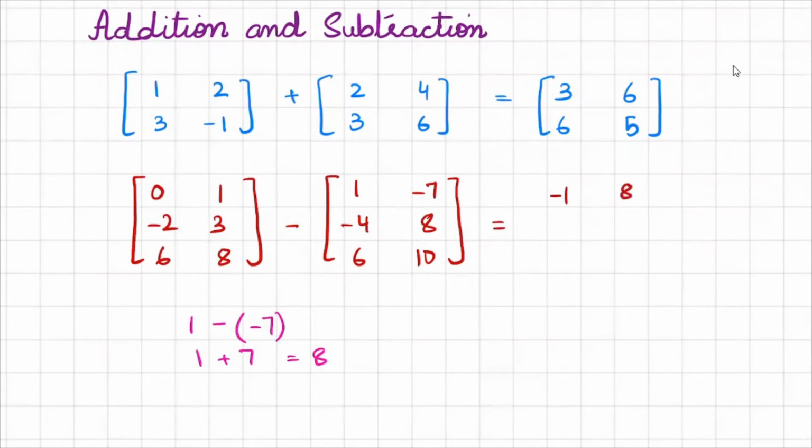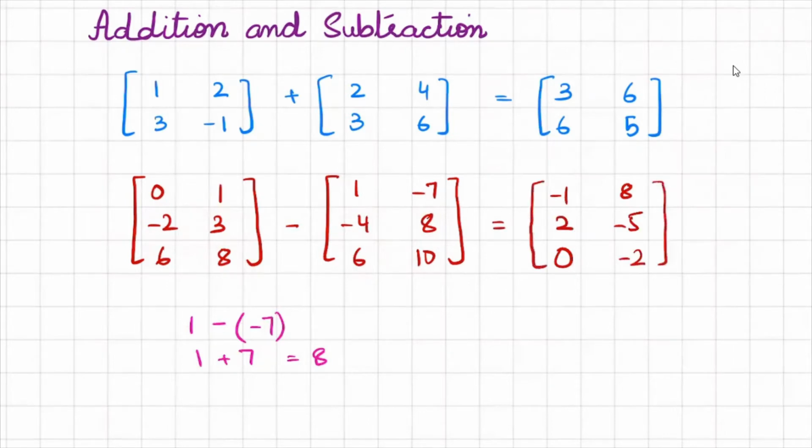Okay, the next thing we have is minus 2 minus 4, which means minus 2 plus 4, which is 2. 3 minus 8, which is a minus 5. Then 6 minus 6, which is a 0. And 8 minus 10, which is a negative 2. So this is our final answer.